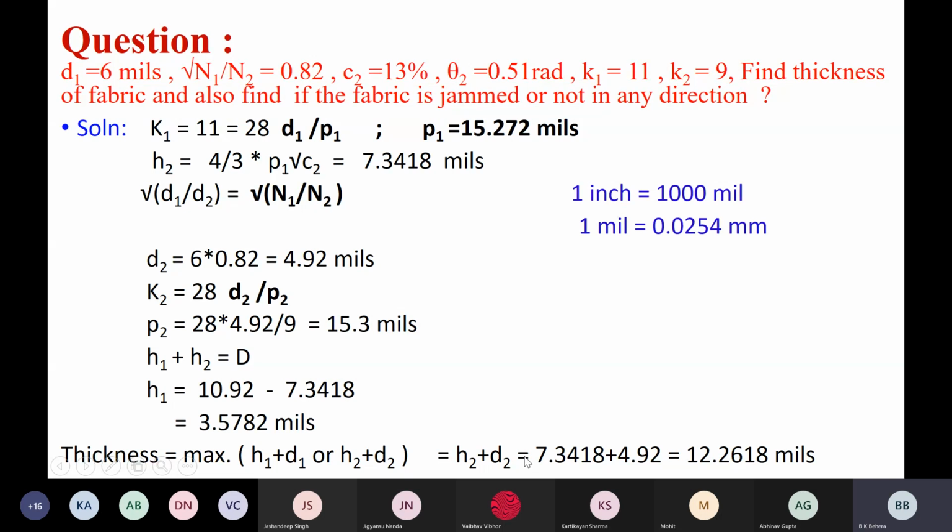Quickly note down one numerical for all the students, although we will do more numericals in tutorial class. Note down this formula quickly.